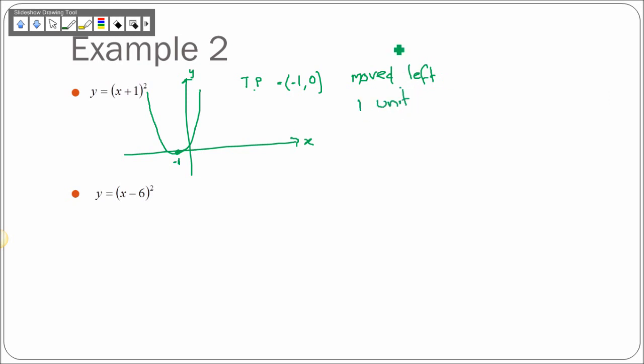And the purpose of this statement is simply just to help the fact that I've drawn a pretty terrible graph, and they can see, oh well, I know it's not supposed to look exactly like that, but he's told me that it's just move left 1 unit. Okay, let's have a look at the next one. Alright, it's got a minus sign, so we're moving in the opposite direction. We're moving to the right this time.